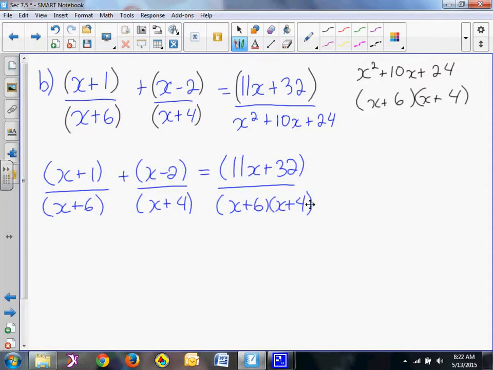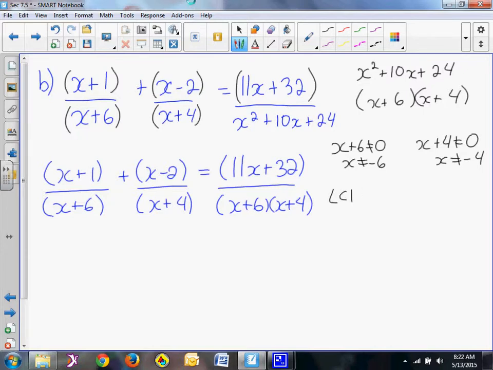So I want to find my non-permissible values. That's when any of my denominators are 0. When x plus 6 equals 0, which is not allowed, x can't be negative 6. And when x plus 4 is equal to 0, that's a non-permissible value, so x can't be negative 4. Looking at my other denominator, x plus 6, x plus 4, I've already dealt with that. So right now we know if we get an answer of x is equal to negative 6 or negative 4, those would be extraneous roots.